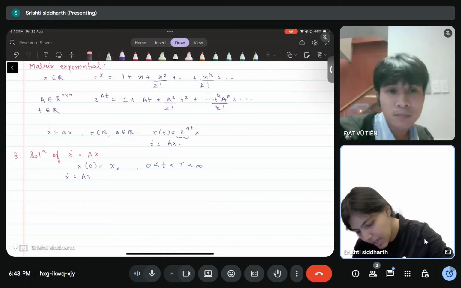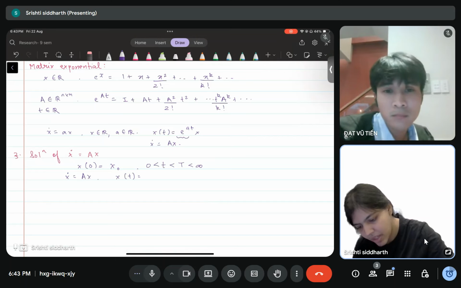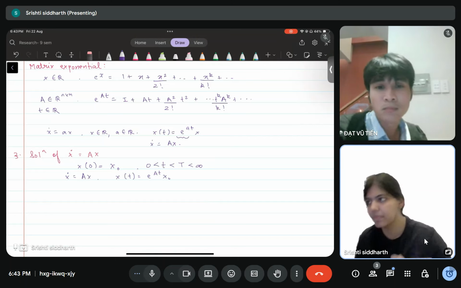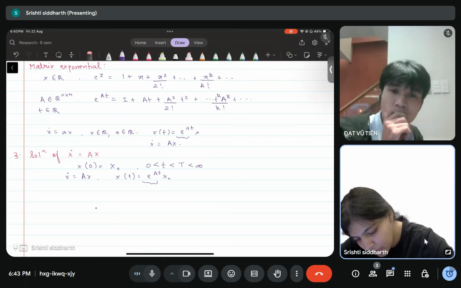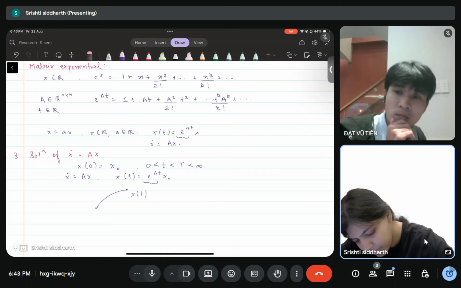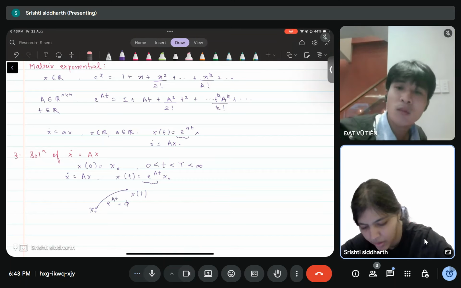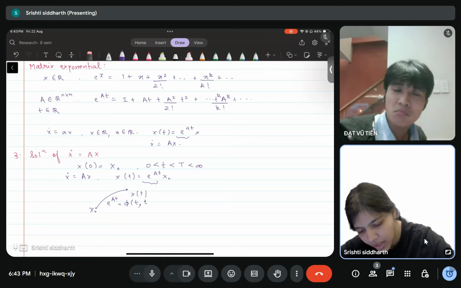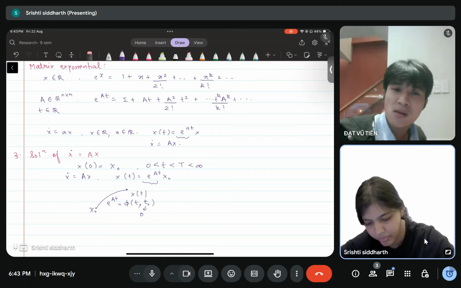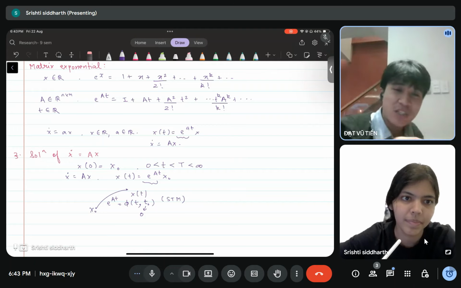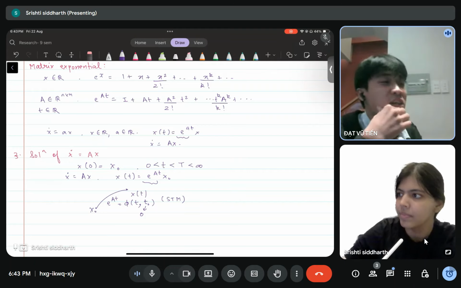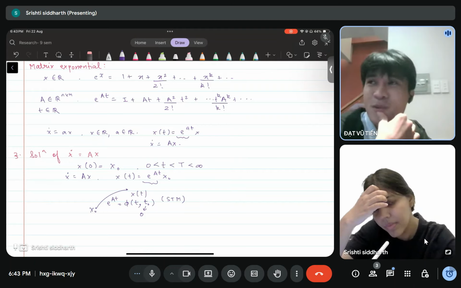So the solution of x dot equals Ax would be x at any given time t is e to the power At times x naught. And since this matrix lets you go from 0 to time t, this is also known as the state transition matrix phi. Phi at any given time t, starting from some initial time. Right now we are considering this to be 0. State transition matrix.